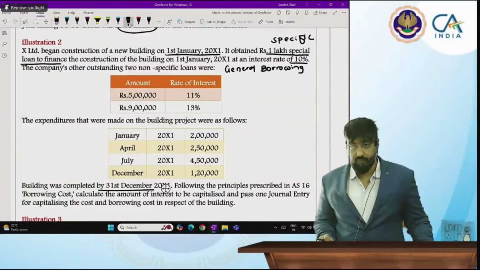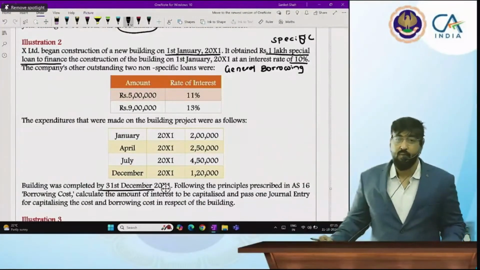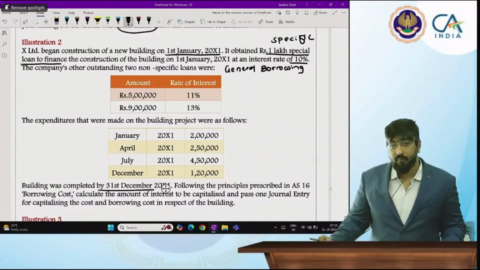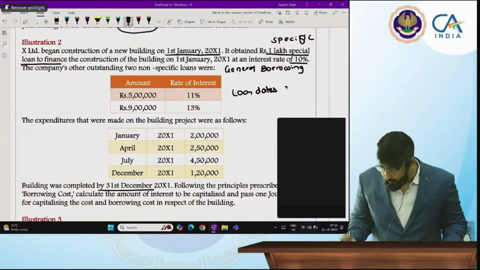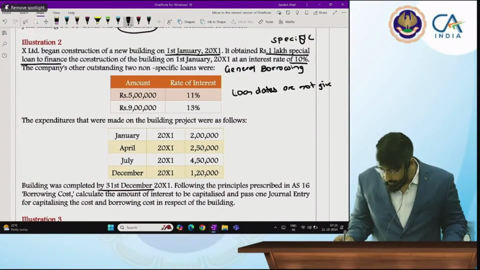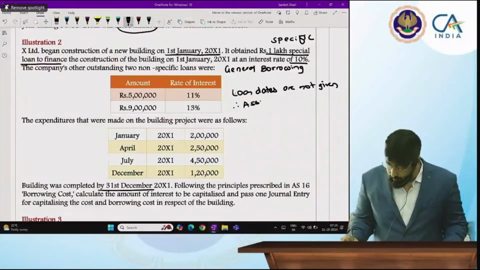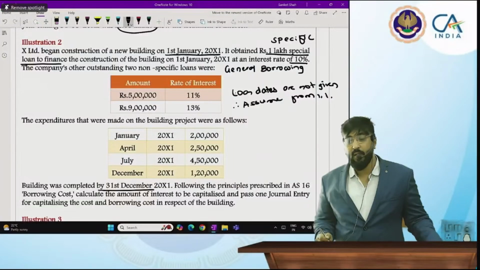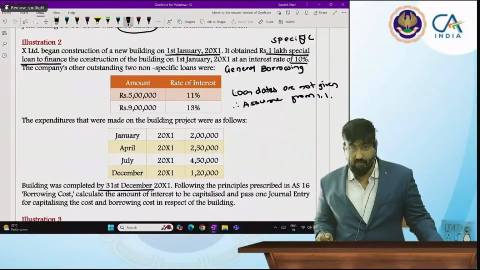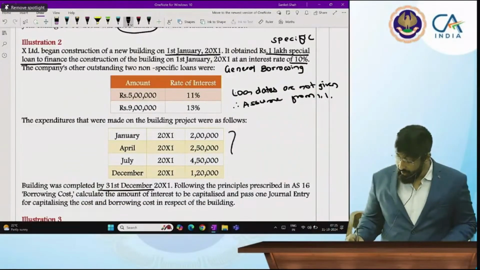ओके, सो रश्मि जी, can you tell me, 1 लाख के ऊपर whether the date is given for that? Yes sir, 1 लाख के लोन की डेट is given or not? Loan dates are not given. Correct? You can write that. Therefore, assume from 1st January. Okay? And here dates are given. Correct?